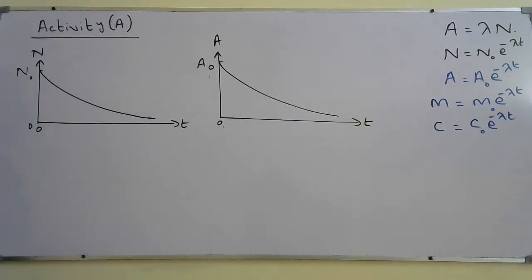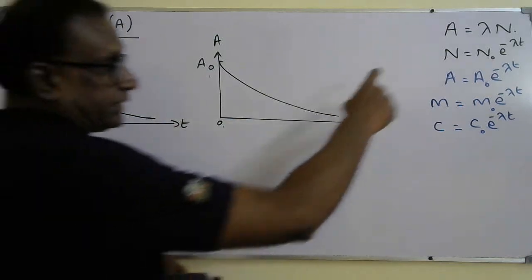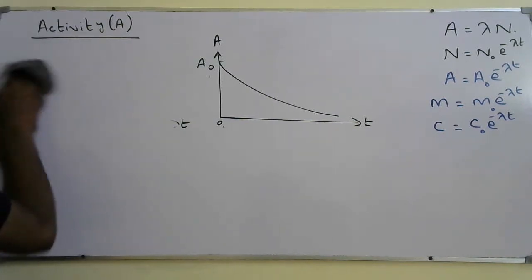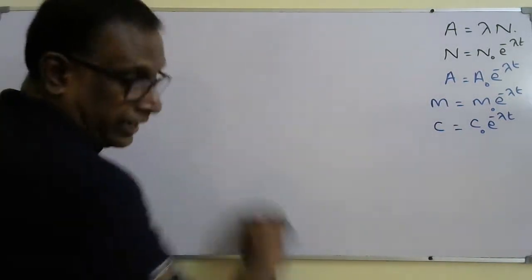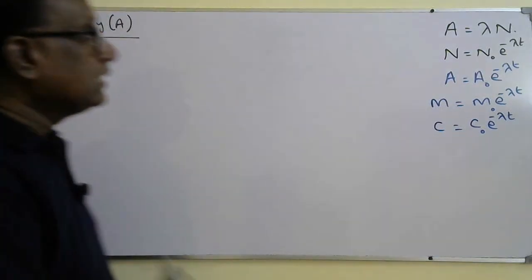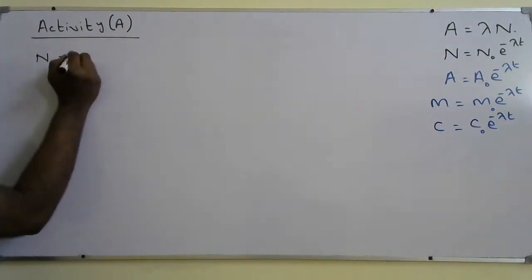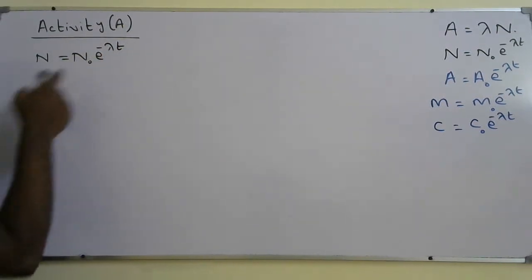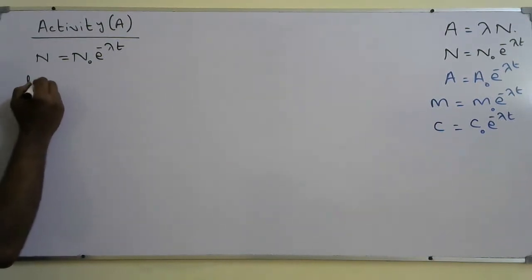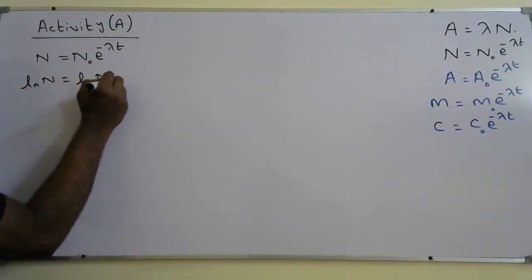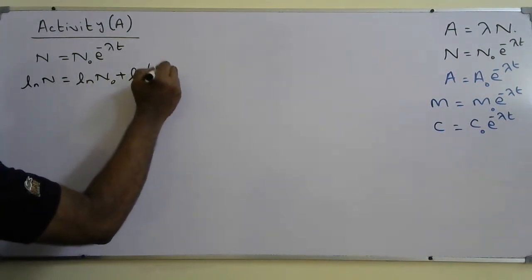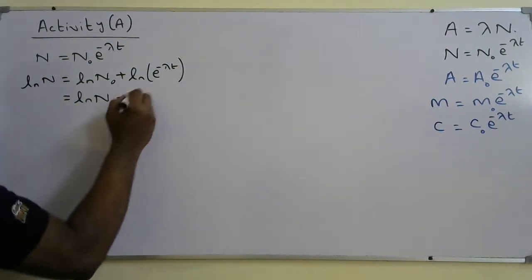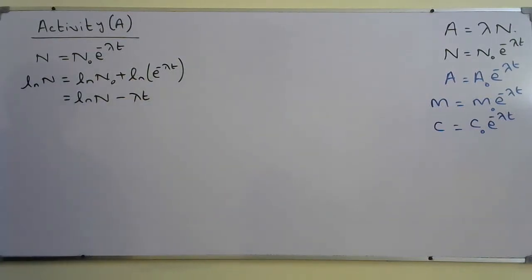Okay, also you should be able to take the linear format of this graph. How to convert an exponential function into a linear function? By operating with the natural logarithm on both sides. So n equals n naught e to the power minus lambda t. Taking both sides, ln n equals ln n naught plus ln e to the power minus lambda t. So that will become ln n naught minus lambda t, since ln e is 1.